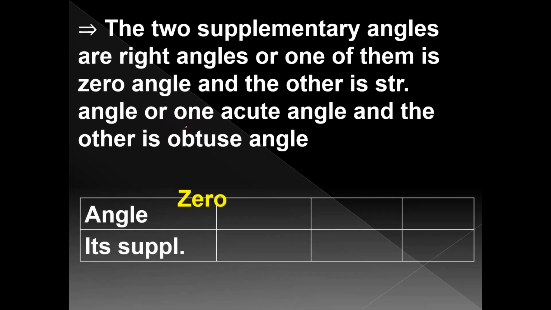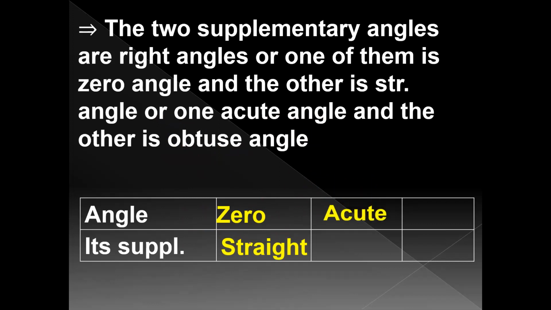So a zero angle is supplementary to what? A straight angle, because their sum equals 180 degrees. So if one of them is zero, the second will be a straight angle, 180. And if one of them is acute, suppose the acute angle is, say, 30 degrees.